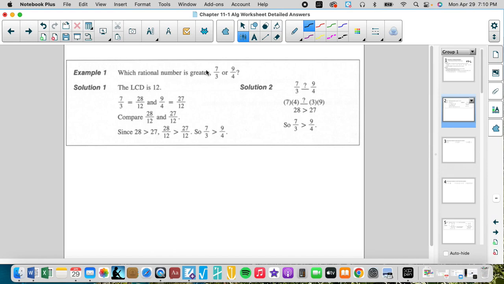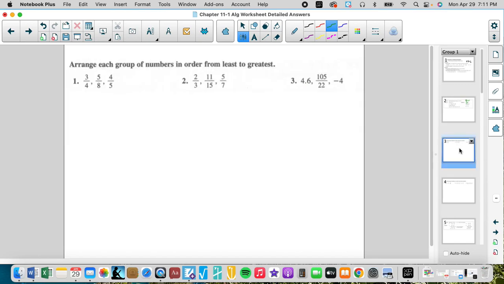Which rational number is greater, 7/3 or 9/4? We're going to find common denominators, and then we're going to evaluate their numerators. That's pretty easy. And then this is a fun one. We're going to use cross products. Instead of finding a common denominator, which is one way, we can just multiply. 3 times 9 is 27. 4 times 7 is 28. So this left side, 7/3, is greater than 9/4. So those are the tricks of the trade.